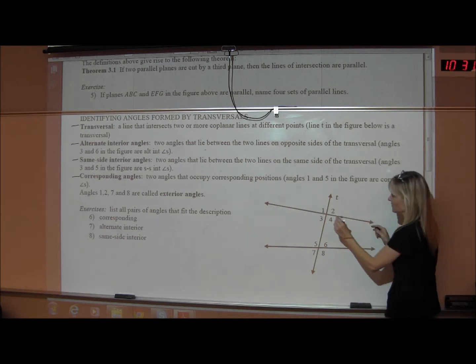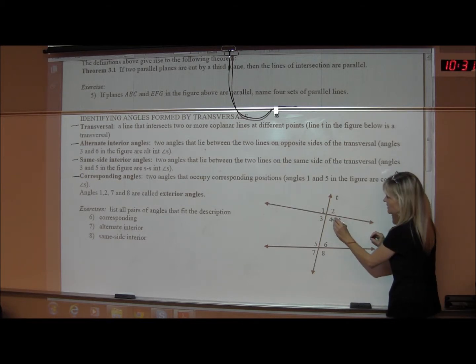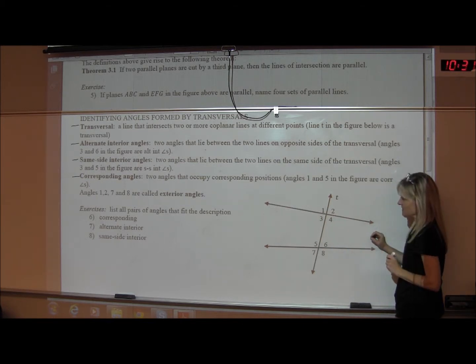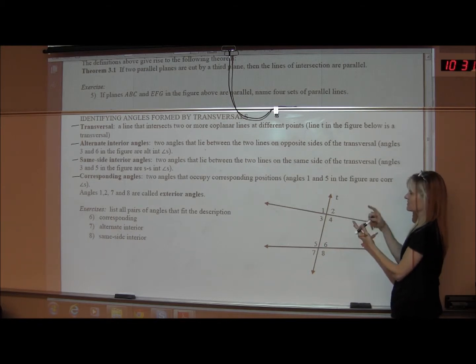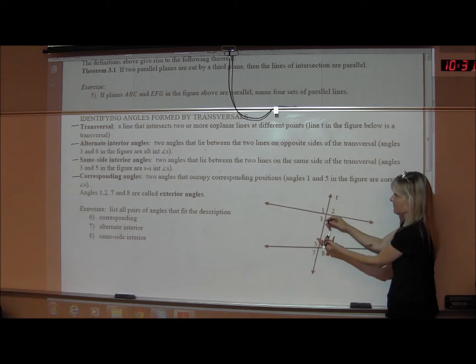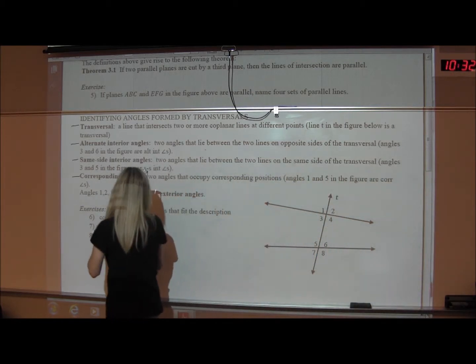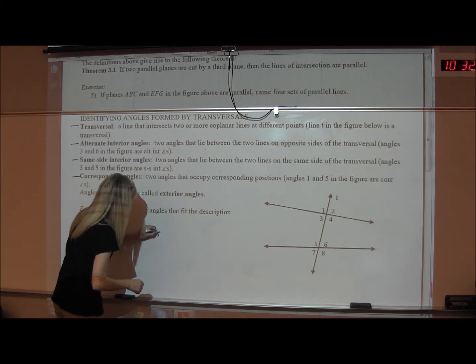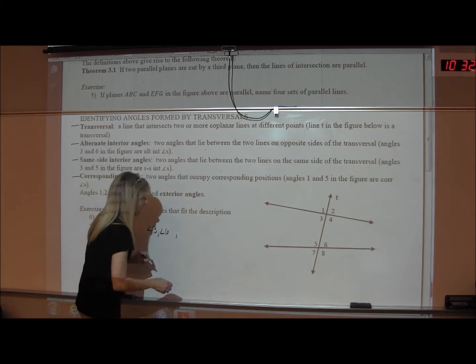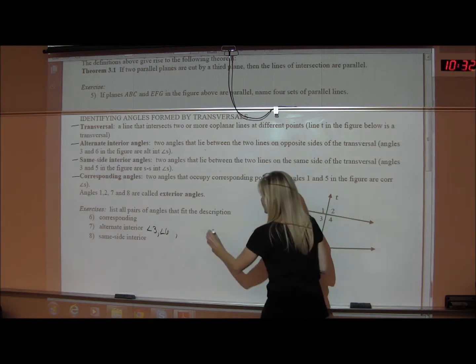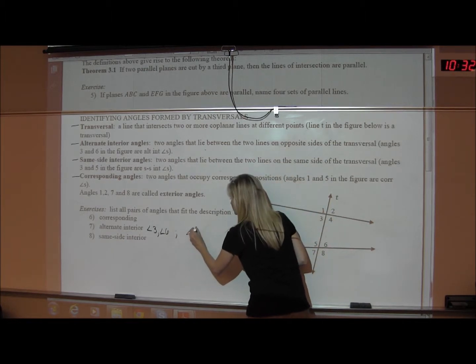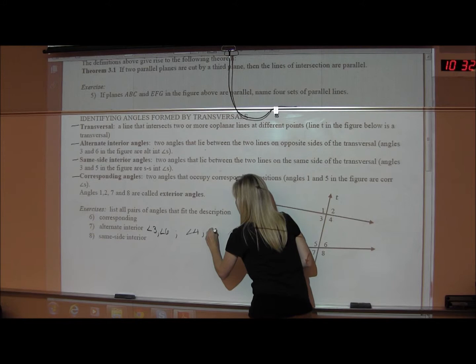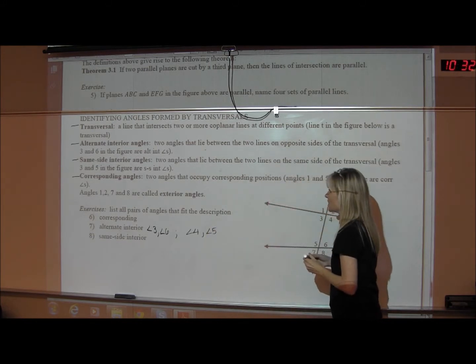Alternate interior angles are ones that are on opposite sides of the transversal. Same with this, 4 and 5 are on opposite sides of the transversal, so they're called alternate interior. They're on alternate sides of the transversal, and they're on the interior. So, our alternate interior pairs are angle 3 and angle 6, and angles 4 and 5. Those are our alternate interior pairs.